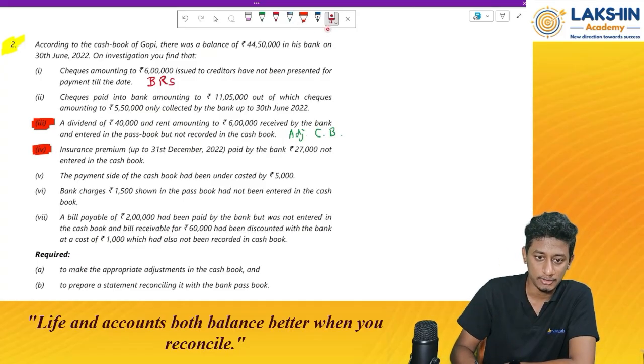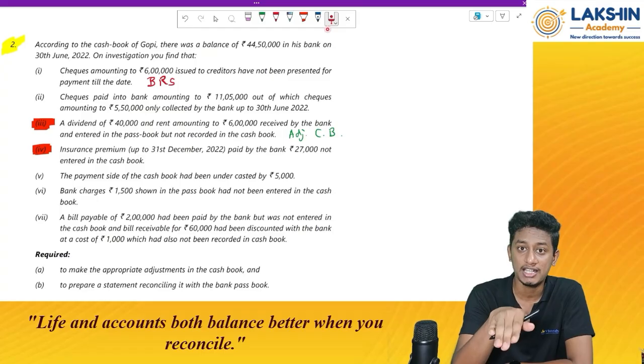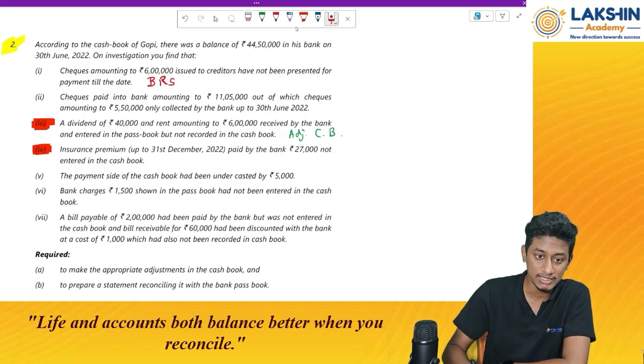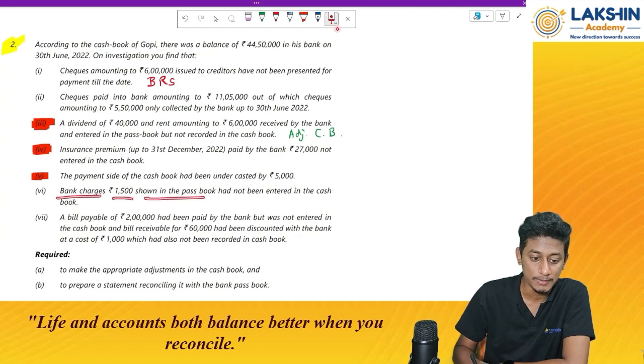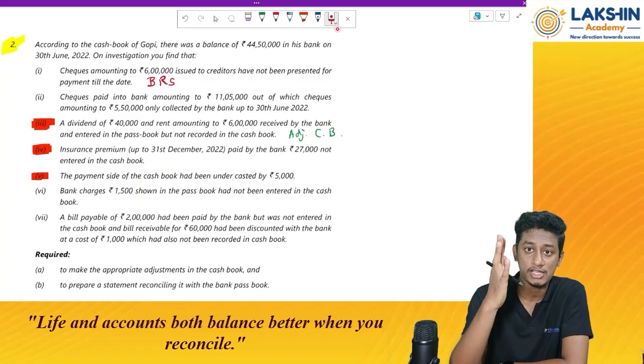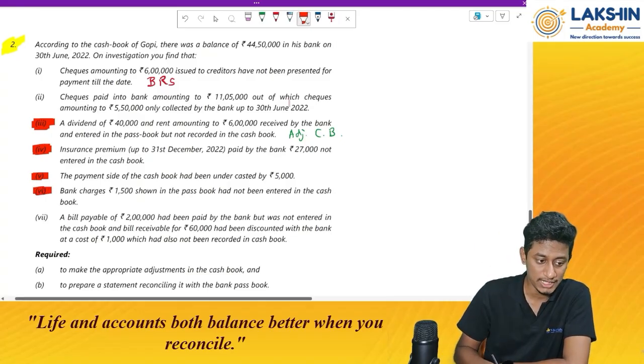Done. Then going ahead, the payment side of the cash book has been undercasted. I have entered lesser amounts in the cash book. So whose fault is this? My fault again. So again, this will go to my adjusted cash book. Okay. Now, bank charges rupees 1,500 shown in the passbook, not entered in the cash book. Again, the bank has debited some bank charges, but have I made the entry in my cash book? No, not yet. So this will again be my fault. So this will also go to my adjusted cash book.